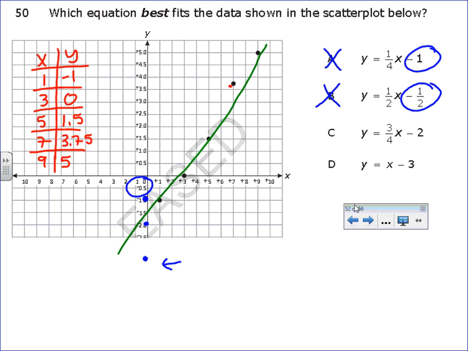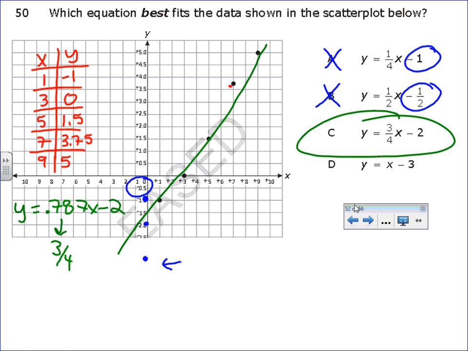But just in case you didn't trust me, if you use these points and use your y equals to calculate a line, it would give you 0.787x minus 2. Well, this is really close to what? 3/4, which is C. That's it.